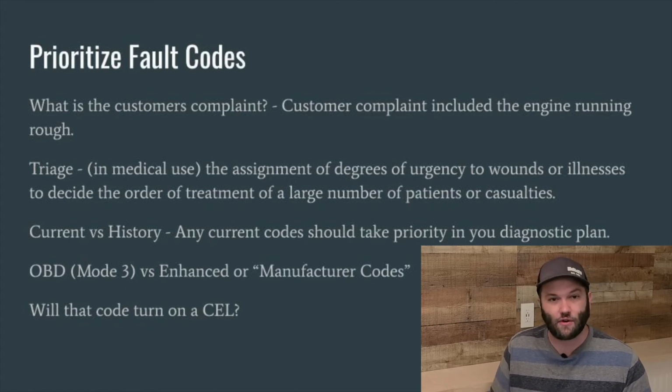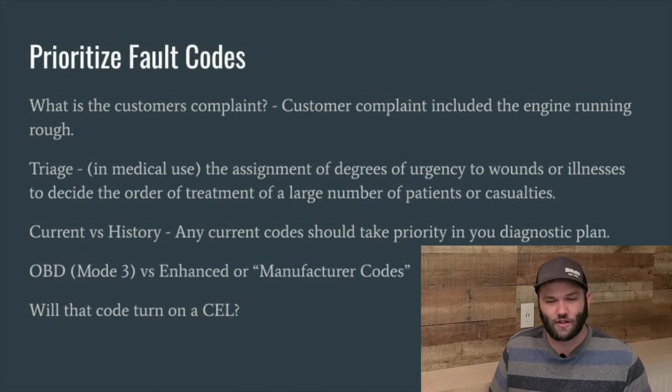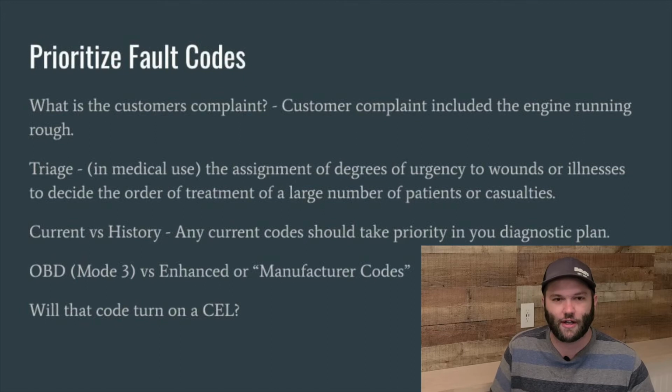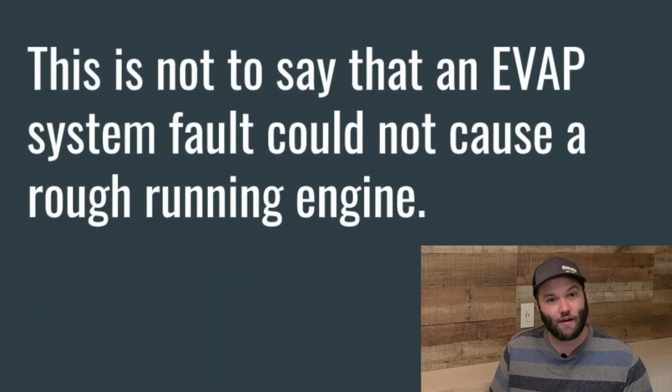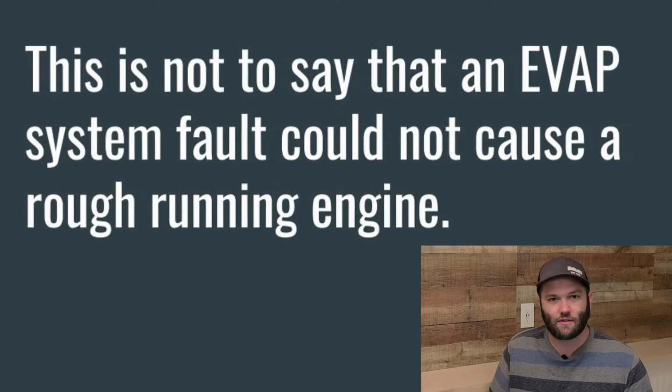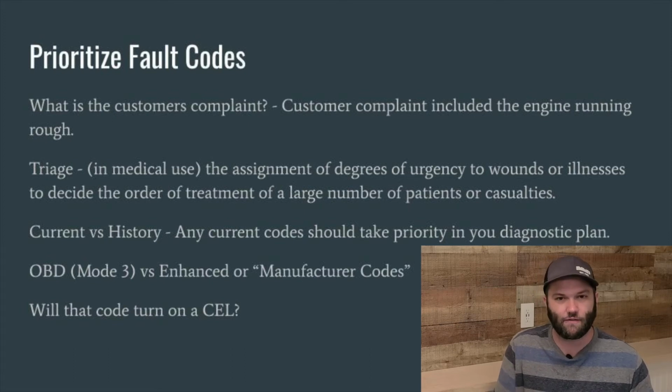But if their concern, like in the example I just shared, is that the engine is running rough, we want to focus in on any codes that might cause the engine to run rough. Let's say we have a long list of codes, and one of them might be an evap system fault that we don't believe could contribute to a rough running engine. We're probably going to move that down on our priority list. If we have a code, as in this case, that indicates a misfire, we're going to move that up on our priority list because we're trying to solve the customer's concern first.